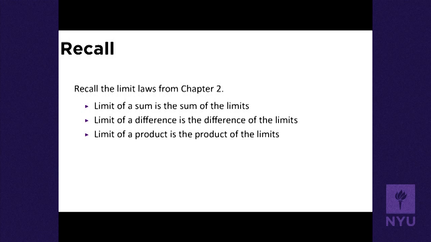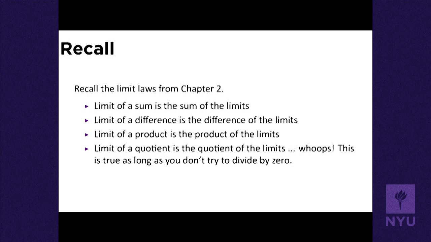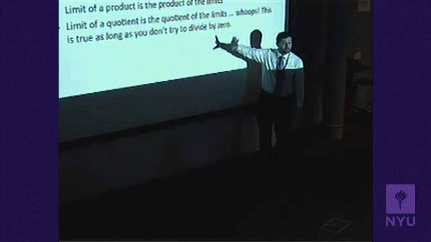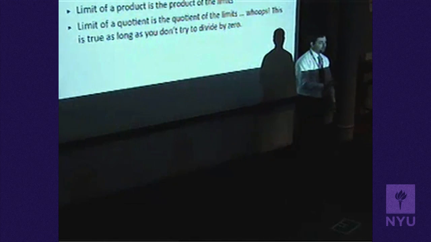And all these mean is that you can distribute limits across arithmetic operations and just compute it as you normally would. The limit of a quotient is the quotient of the limits, except for this one special case where you cannot divide by 0. Right? The limit law for quotients comes with a caveat that you cannot use it if the denominator has a limit of 0.